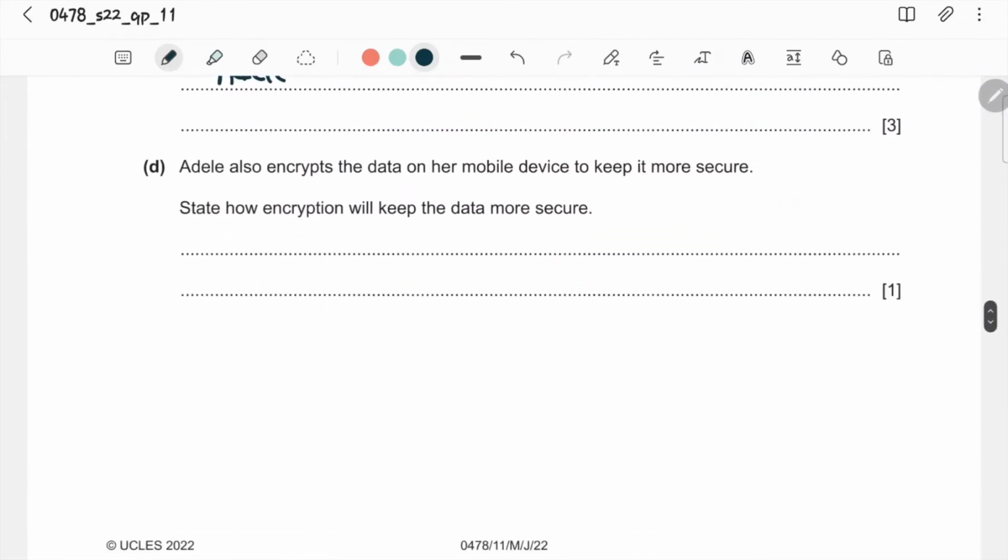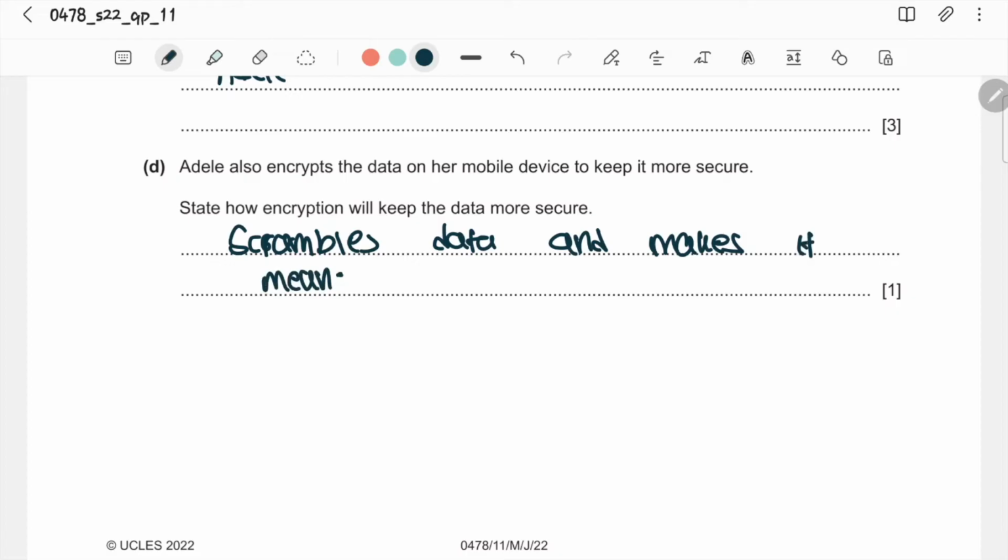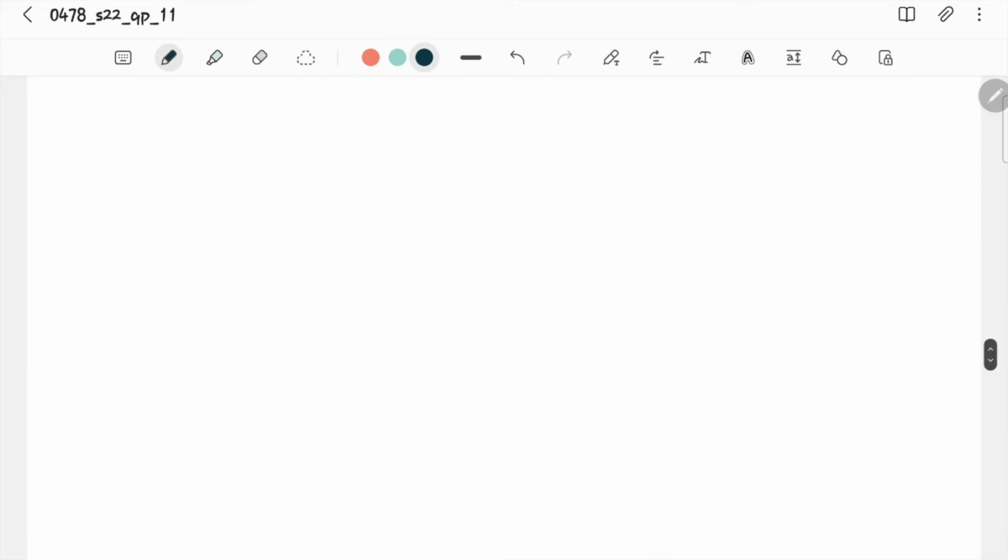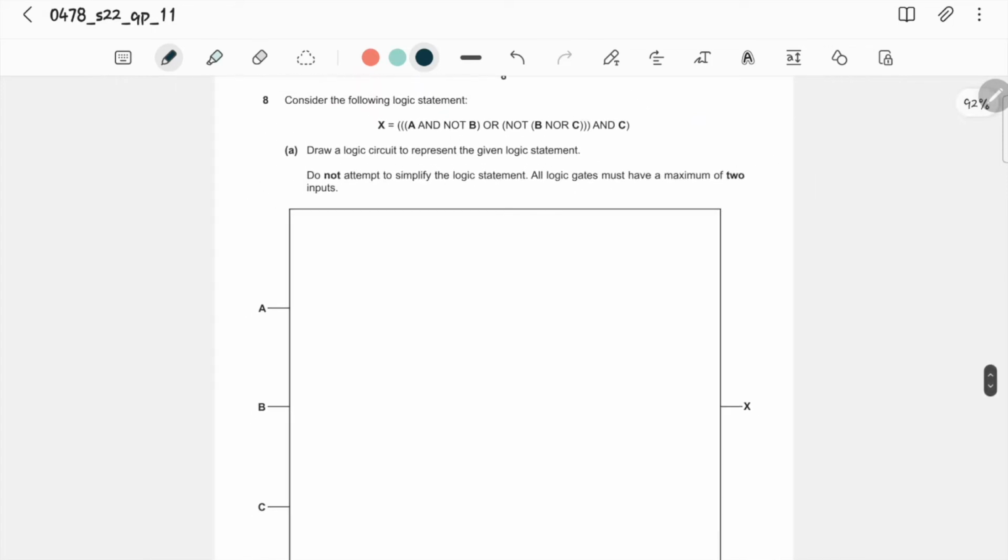Adele also encrypts the data on her mobile device to keep it more secure. State how encryption will keep the data secure. So basically it'll just scramble the data and make it meaningless. Makes it just meaningless.